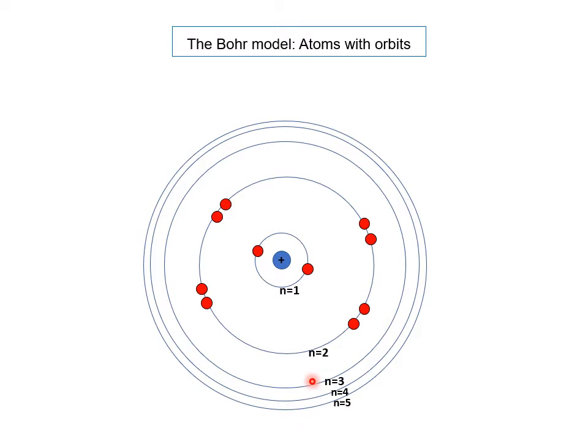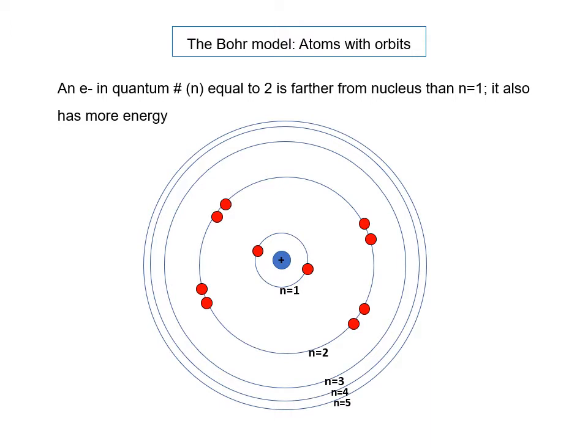Another thing to note about the Bohr model is that the distance between the orbits is greatest closest to the nucleus, but as you get farther and farther from the nucleus, the orbits get closer and closer together. So the n equals 2 and n equals 1 have the greatest distance between them, and as we go higher and higher up, that distance between the orbits keeps decreasing.